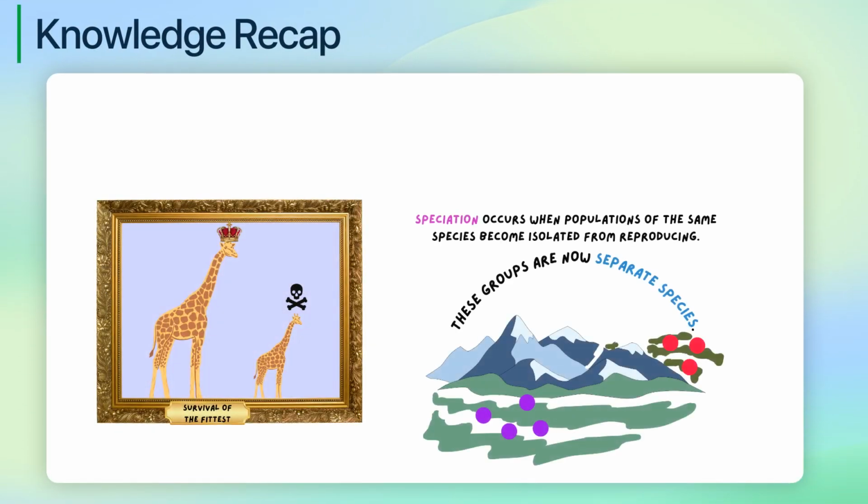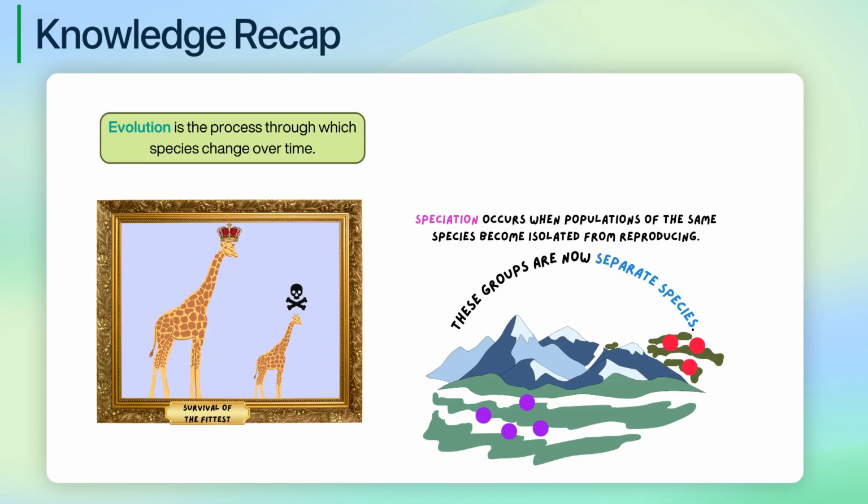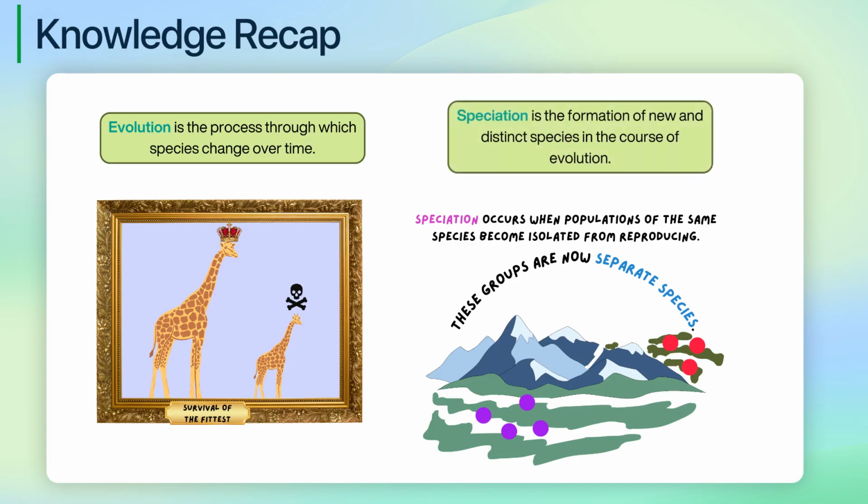So far, you have learned about evolution and speciation. Evolution is the process through which species change over time, and speciation is the formation of new and distinct species in the course of evolution. This knowledge is foundational because it helps us understand why organisms are grouped together based on their similarities and differences, and how they have evolved over time. Building on this foundation, today's concepts will advance our biological understanding by showing how our classification systems have evolved with the growth of scientific knowledge.